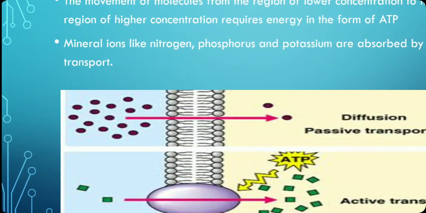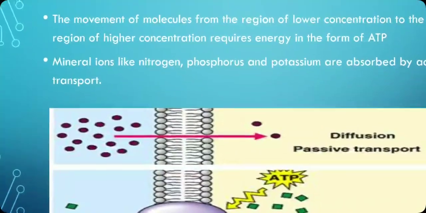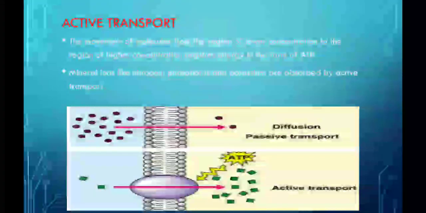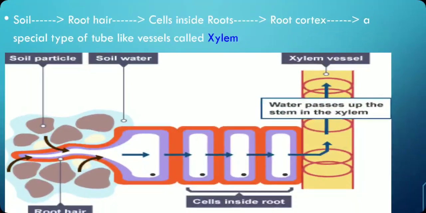One more thing: which types of mineral ions are transported actively? These are nitrogen, phosphorus, and potassium. N, P, and K. K is the symbol of potassium. So N, P, K are generally absorbed by active transport. Got it? Now, next, transport of water and minerals.